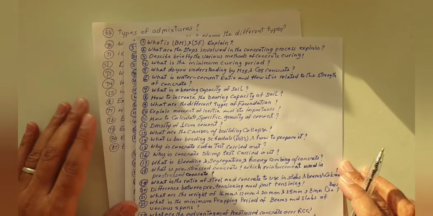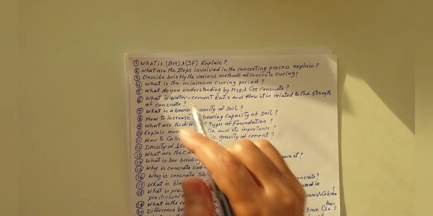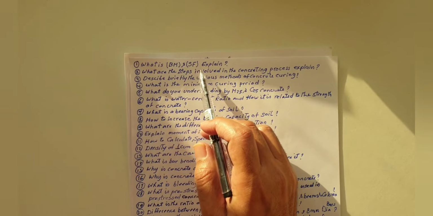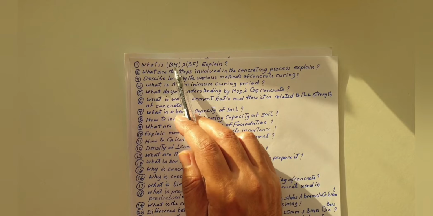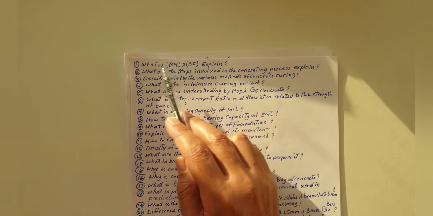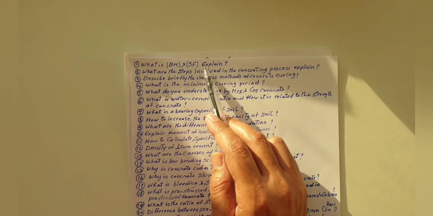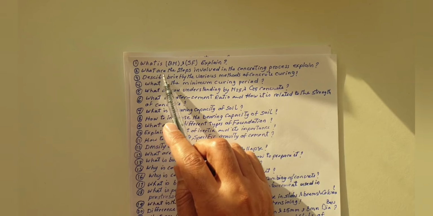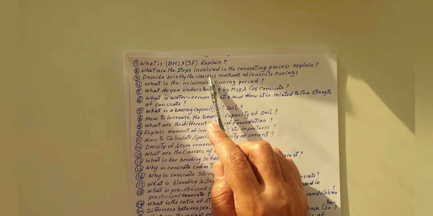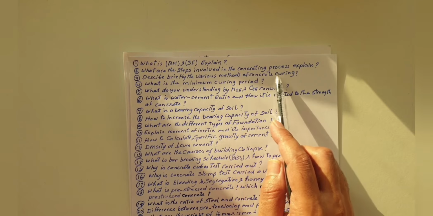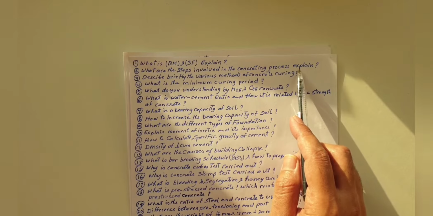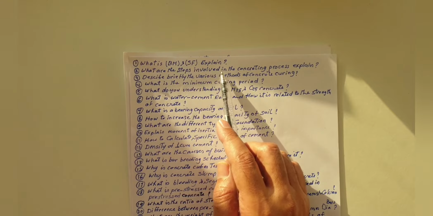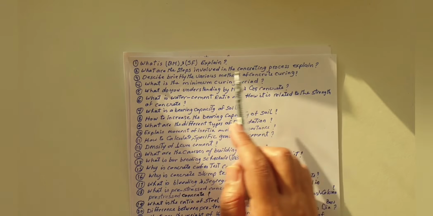Let's start my dear. The first question is, what is BM and SF? Explain. What is bending moment and shearing force? Second question, what are the steps involved in the concreting process? Explain.